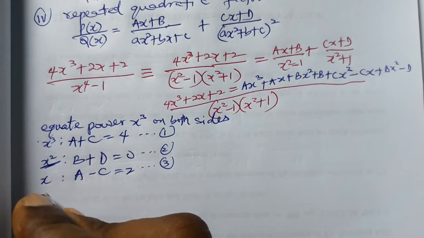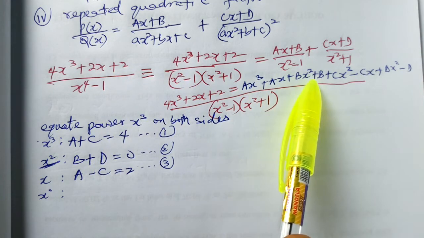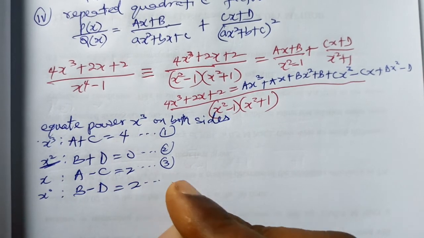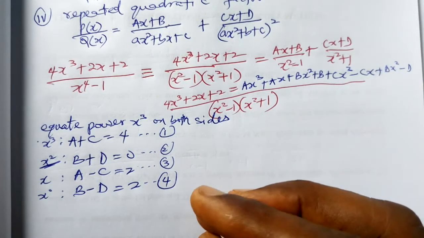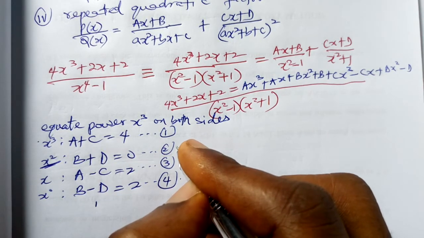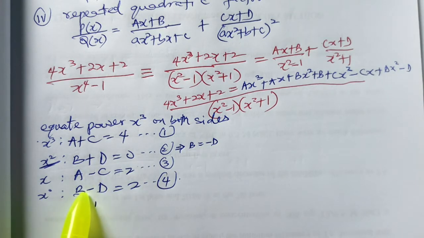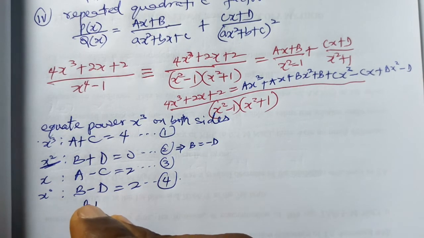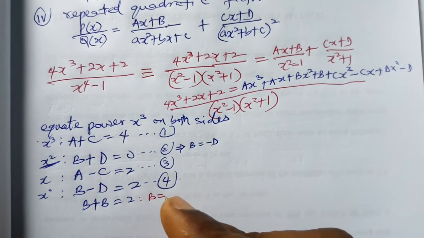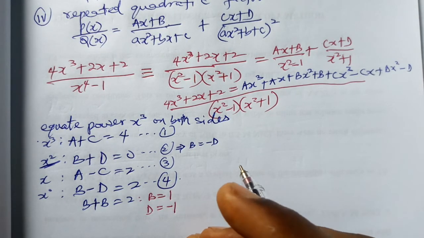For no power of x, x naught, if you like, 2 is equal to b minus d. Let's call it equation 4. From equation 2, we can get that b is equal to minus d. If we put minus d as b here, we get b plus b is equal to 2, which means that b is equal to 1. And if b is equal to 1, then d is equal to minus 1.